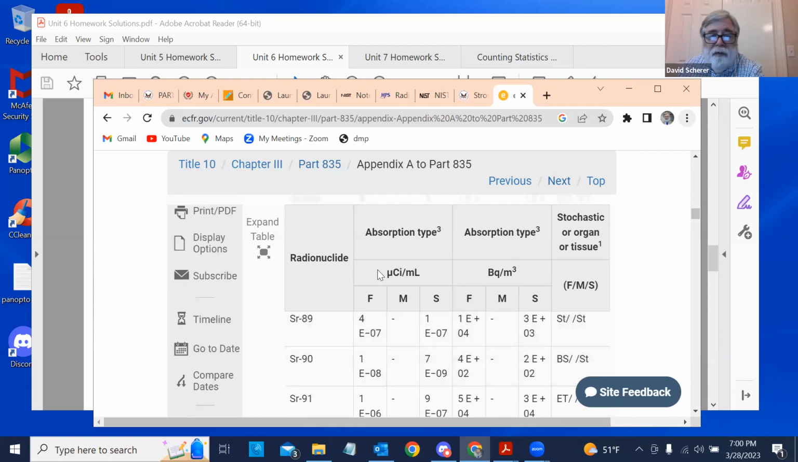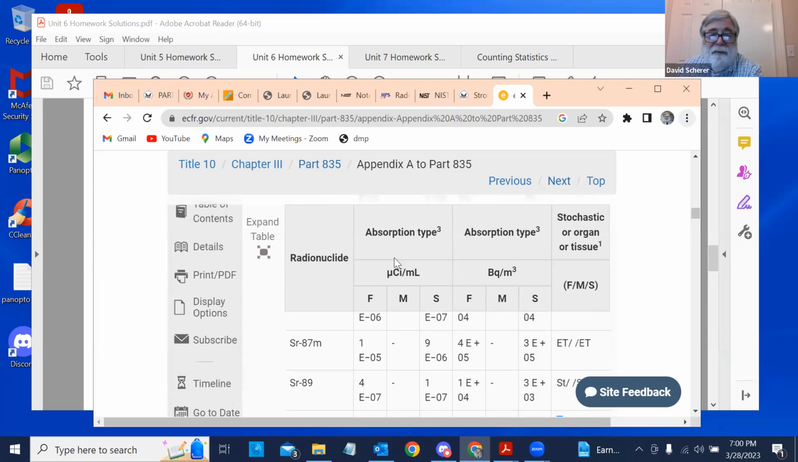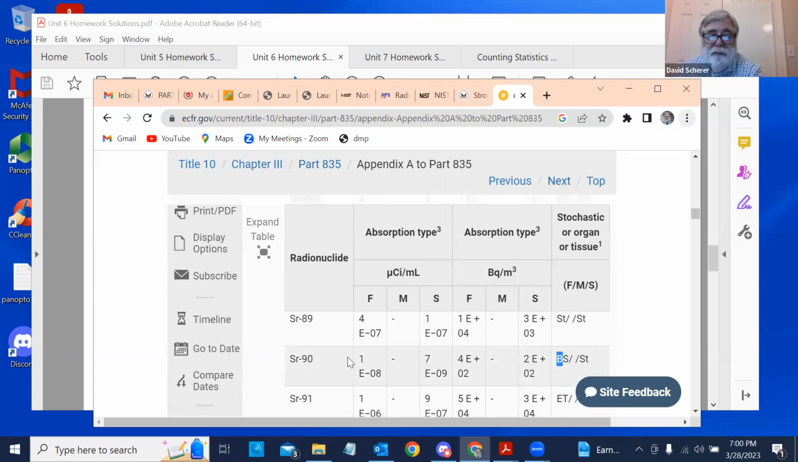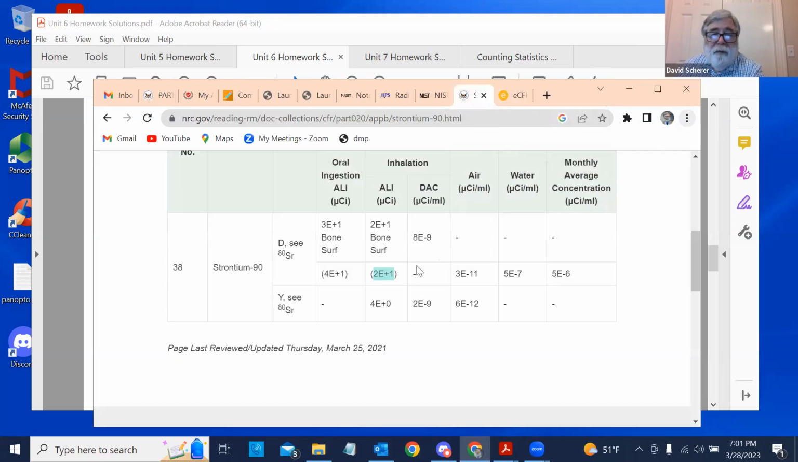the way it works here is for F class, they don't have D, they have fast, medium, and slow. They have one value, and they tell you that's bone surface. 1E minus 8 is the DAC. These are DACs, derived air concentrations, and it's bone surface. They don't tell you what the stochastic DAC is. It only has one standard to go by. It turns out that for slow, the standard is based on stochastic risk.